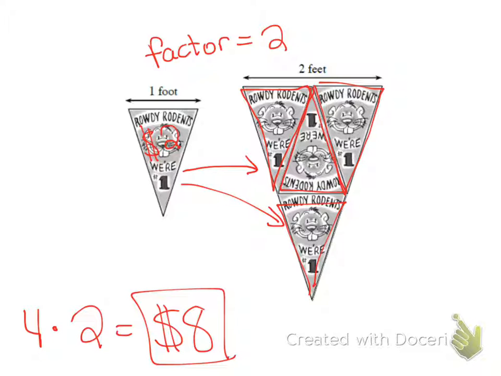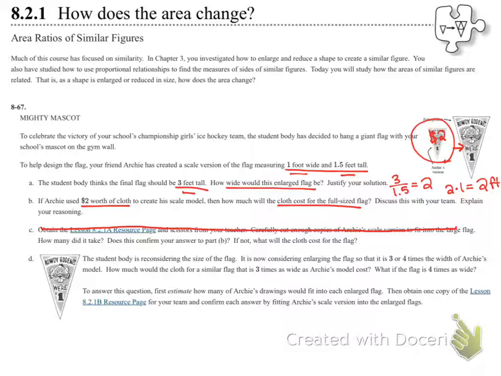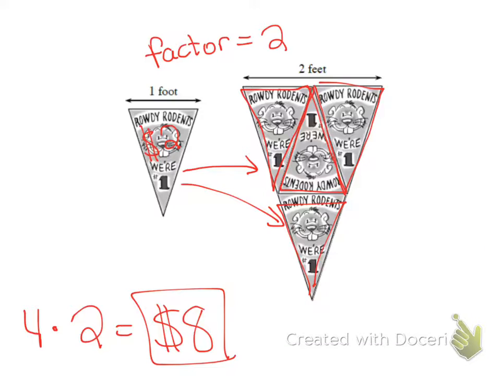Okay, so was your guess correct? Did it grow the way that you thought it would grow? Think about that a little bit. So we're going to go ahead and answer that here. Our cost, it fit 4 of the flags, so the cost should equal $8. So it grew by 4 times, not 2. Our zoom factor was 2, but the area grew by 4 times as much.